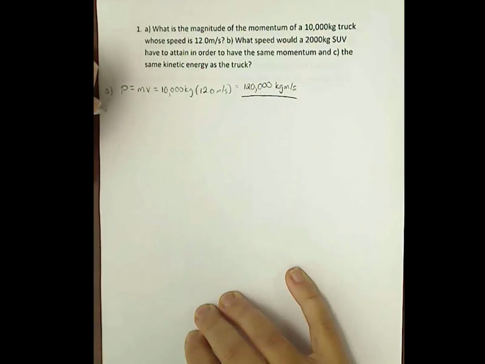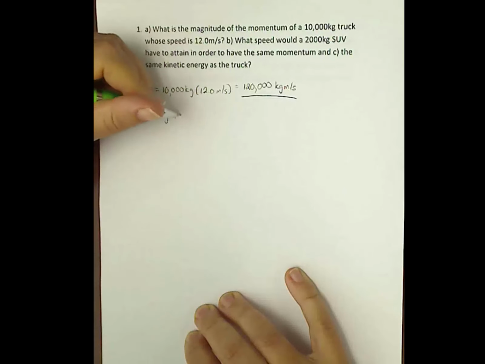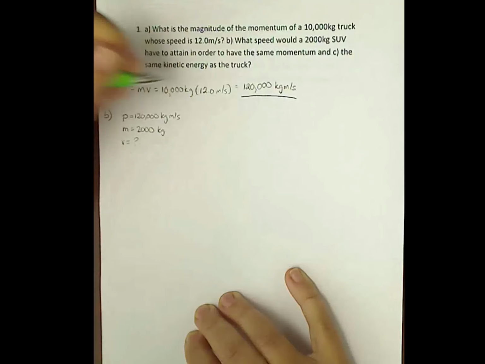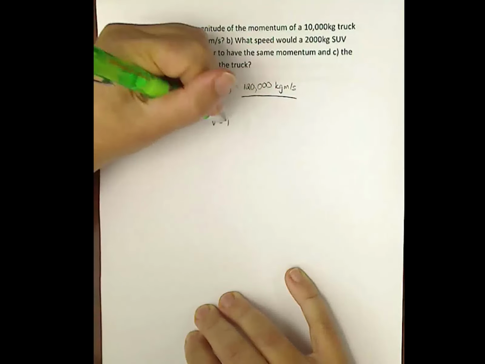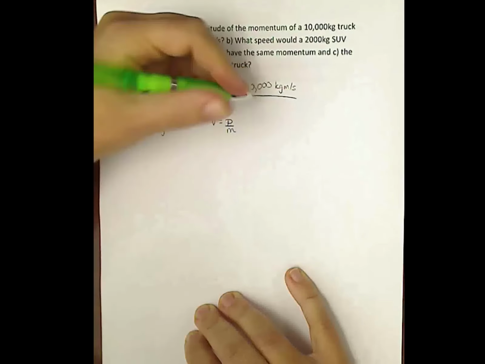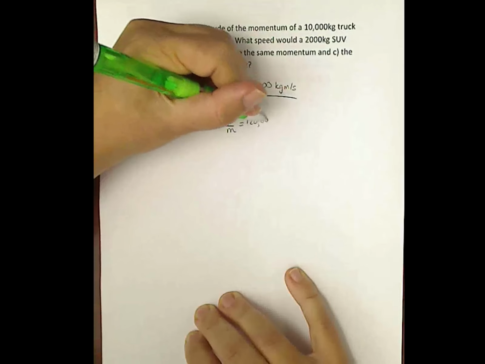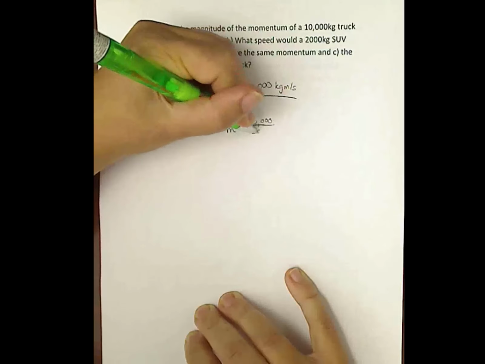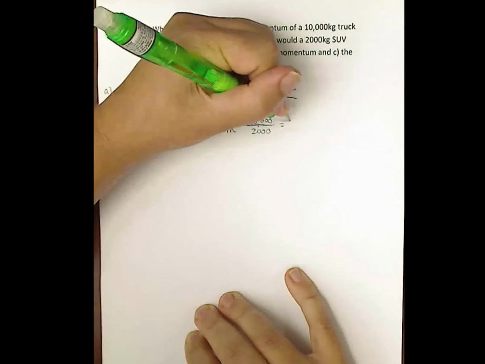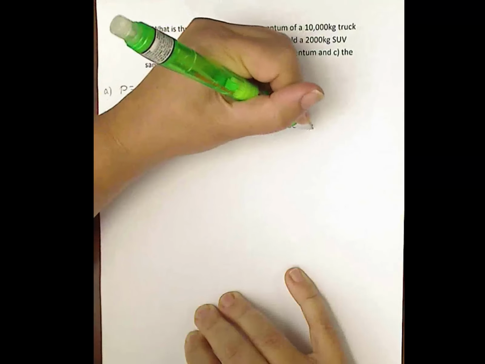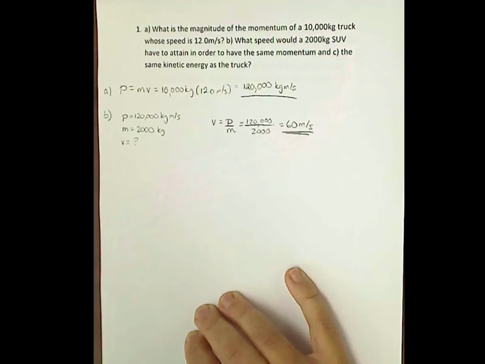Answer for B, what speed would a 2,000 kilogram vehicle have to have in order to have the same momentum? So we know our P is equal to 120,000. We know our mass is 2,000 kilograms, and we want to know what's V. So V is equal to P over M, just rearranging the equation. So 120,000 divided by 2,000, so that would be 60 meters per second. That's really fast. That's something like 180 miles per hour.